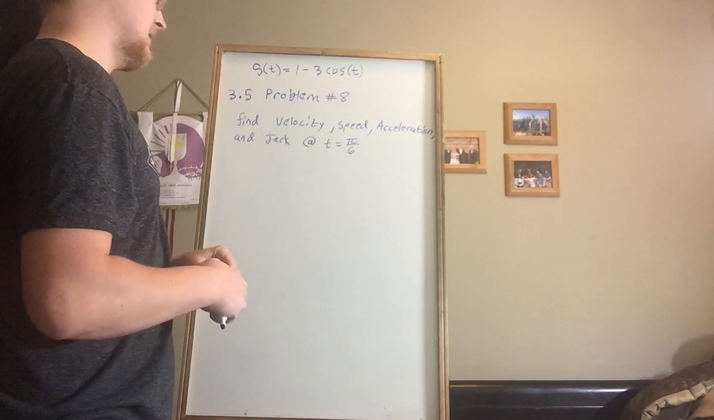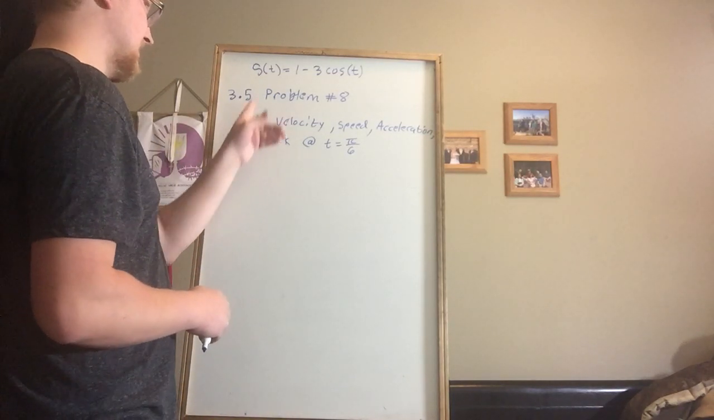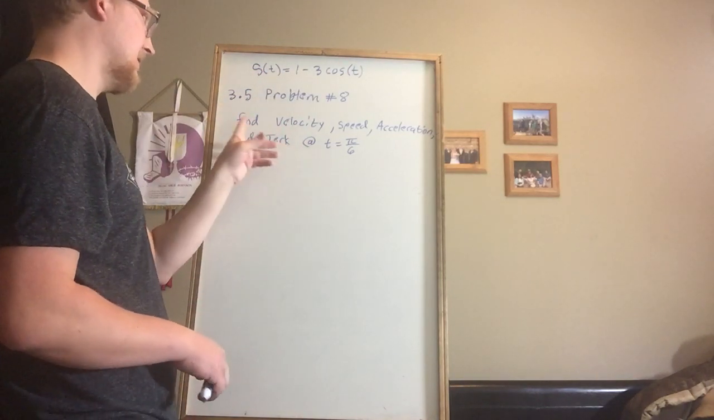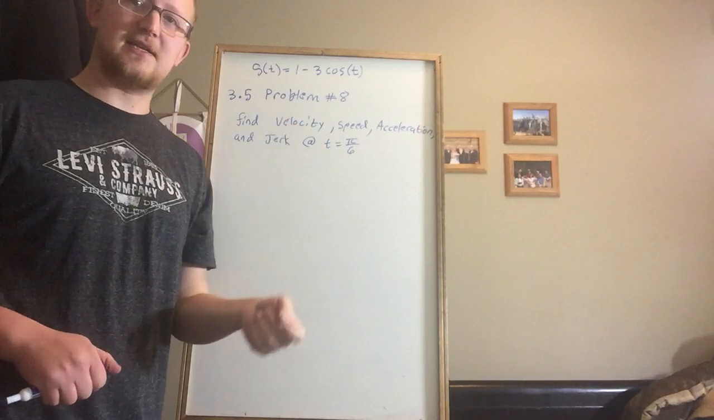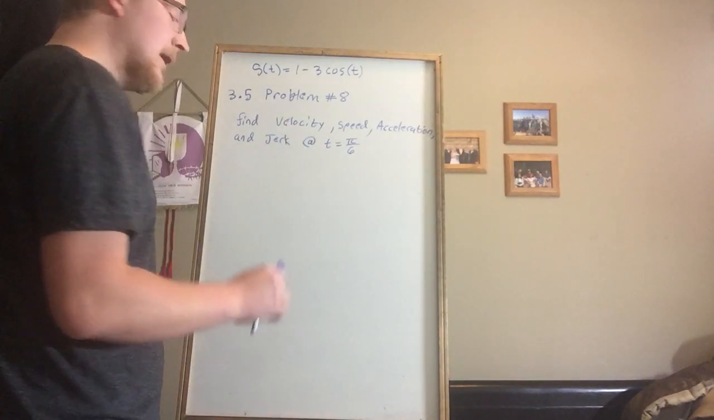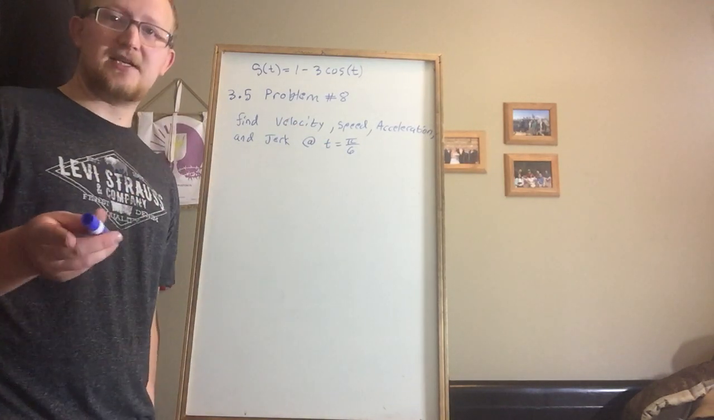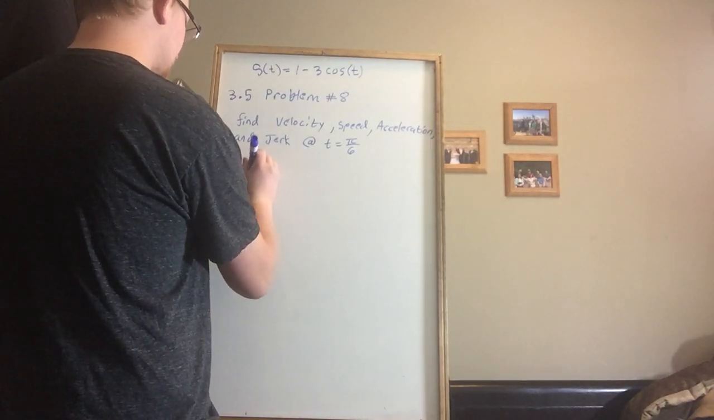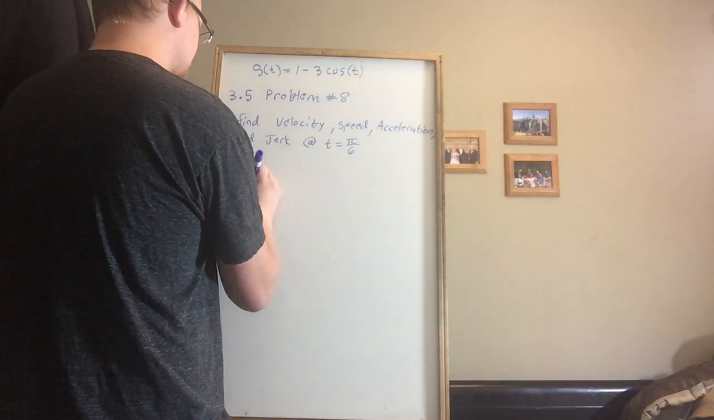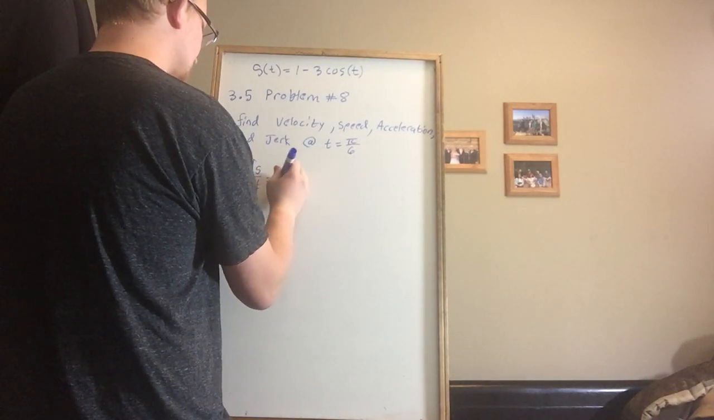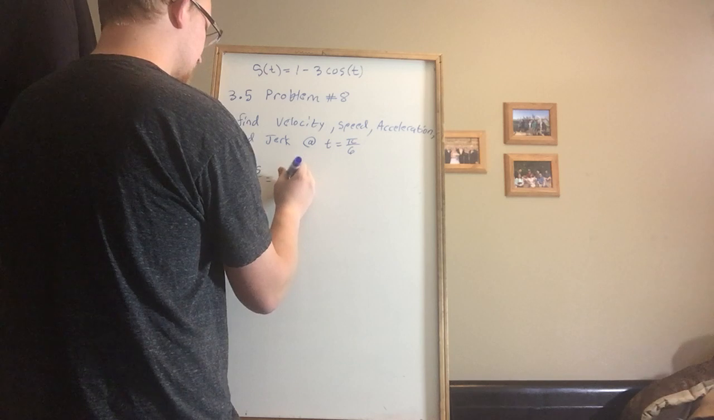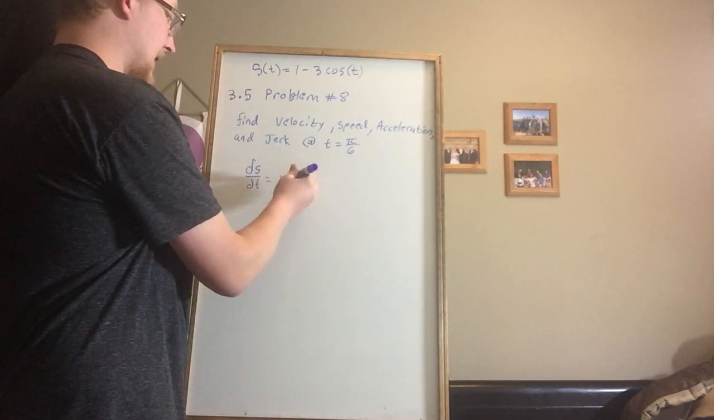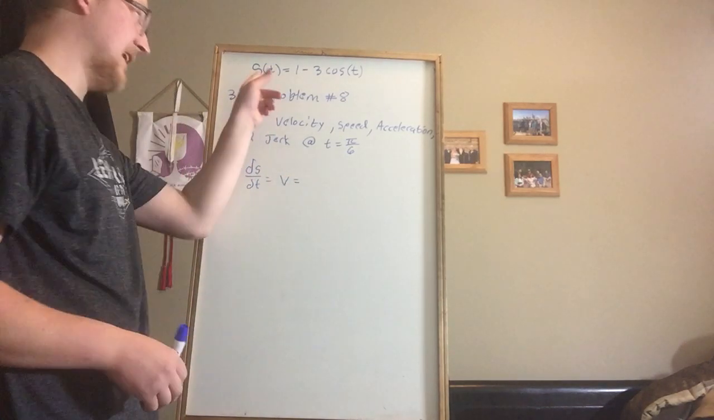This question is giving us the equation S of t is equal to 1 minus 3 cosine t, and it asks us to find velocity to start out with. One thing to know is that if we have a displacement function, the derivative of that displacement with respect to time is equal to velocity. And so that's equal to v. So what we'll do here is take ds dt.